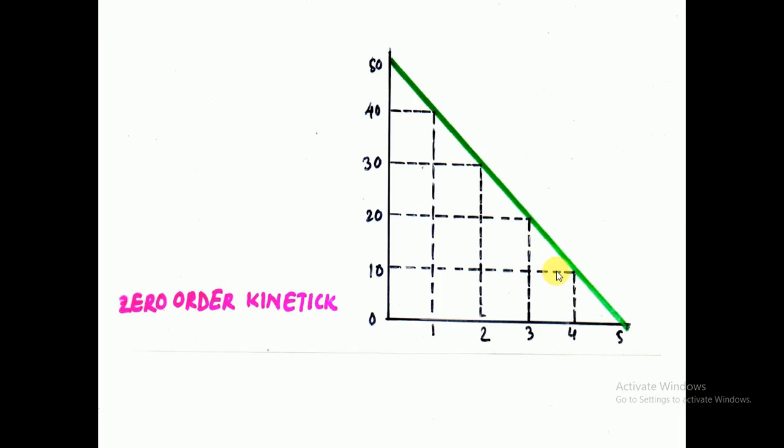And after the fourth half-life the concentration was reduced by 10%. This is the straight line of zero order kinetics, where the rate of reaction is independent of the concentration of the drug, and the elimination of the drug will occur at a constant rate.